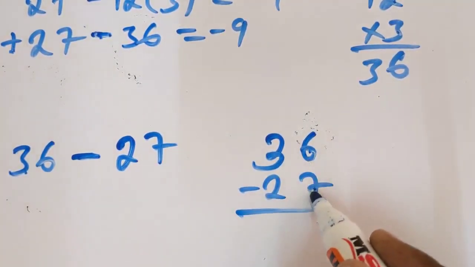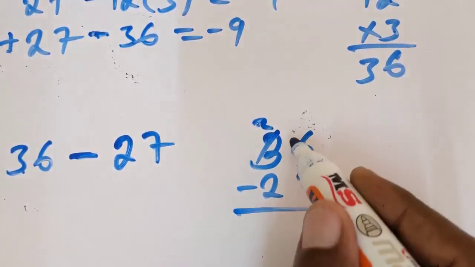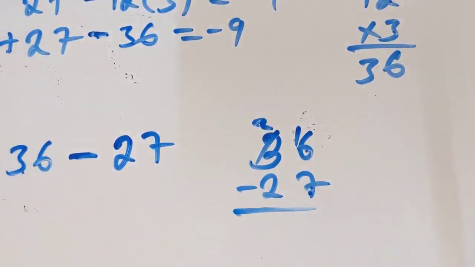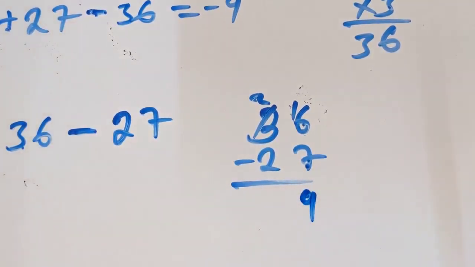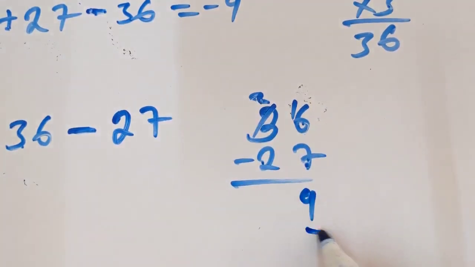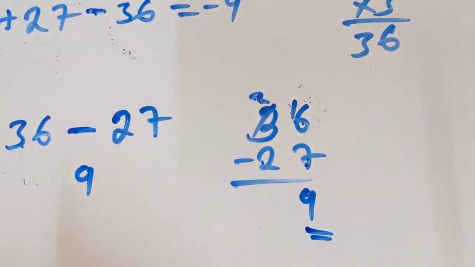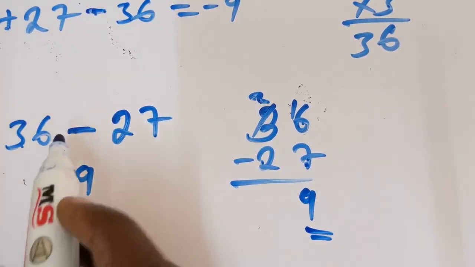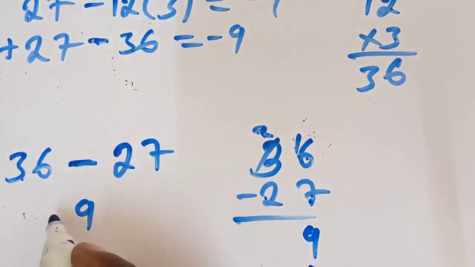So here this is what we do. 6 minus 7, it can't. So we borrow 1 from 3. This will become 2. That is 16. What is 16 minus 7? It is 9, like that. Okay? So then 2 minus 2, it is just 0. So the answer is 9. But when you reach here now, get the sign of the bigger number. The sign from the original question of the bigger number is negative. So it is negative. That is how you solve this.